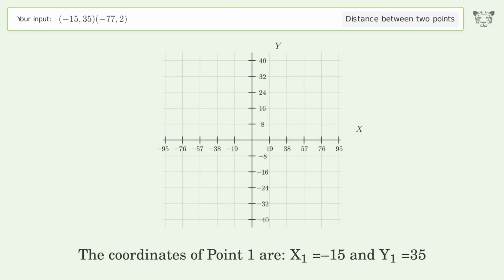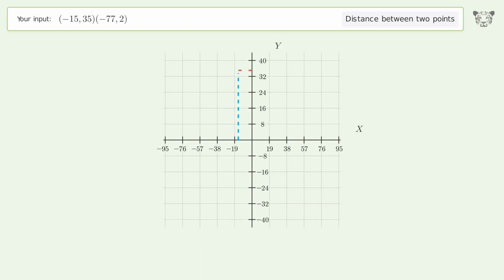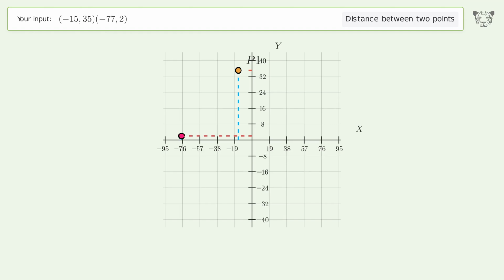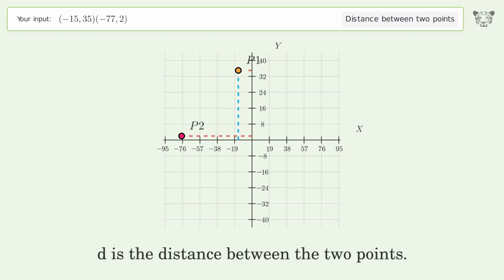The coordinates of point 1 are x1 equals -15 and y1 equals 35. The coordinates of point 2 are x2 equals -77 and y2 equals 2. D is the distance between the 2 points.